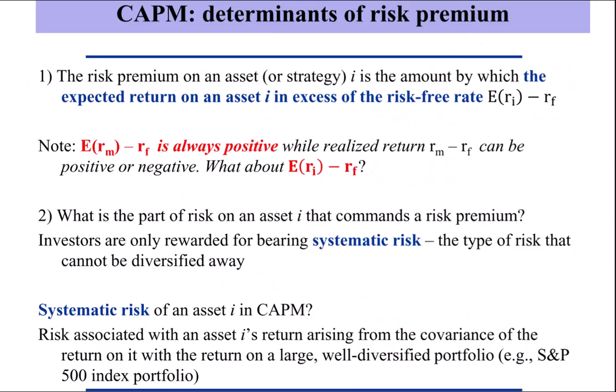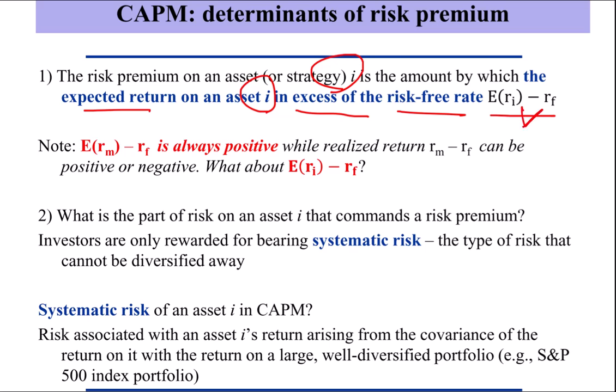What is the risk premium in the CAPM model? The risk premium on asset i or strategy i is the amount by which the expected return on asset i is in excess of the risk-free rate. So the usual interpretation would be: when you invest into risky asset i, how much more you expect to earn than the risk-free return you get from investing into a default-free bond.